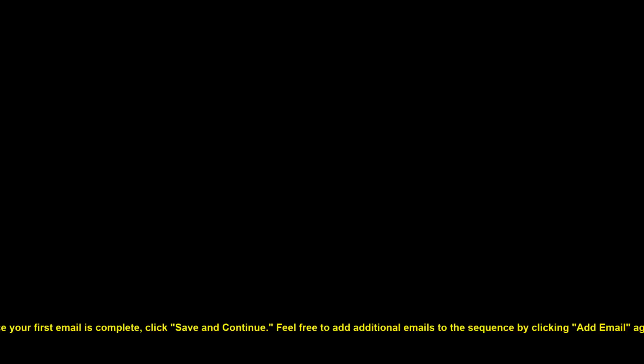Next, click Add Email to create your first onboarding message. Be sure to include key information about your service or product. Add a compelling subject line to catch their attention. Customize the From details to display your brand name. Choose the timing for this email based on your earlier delay settings. Once your first email is complete, click Save and Continue.